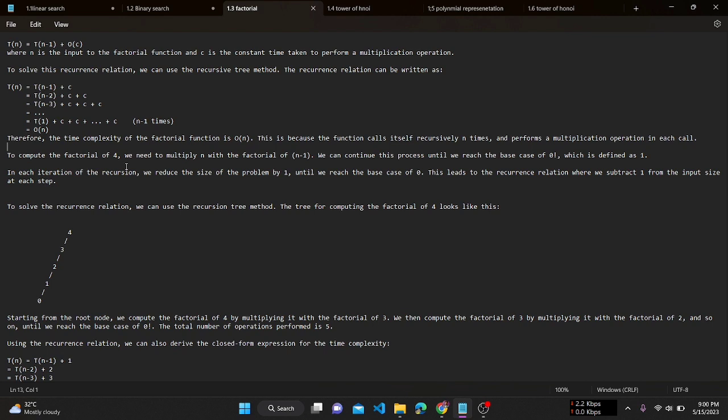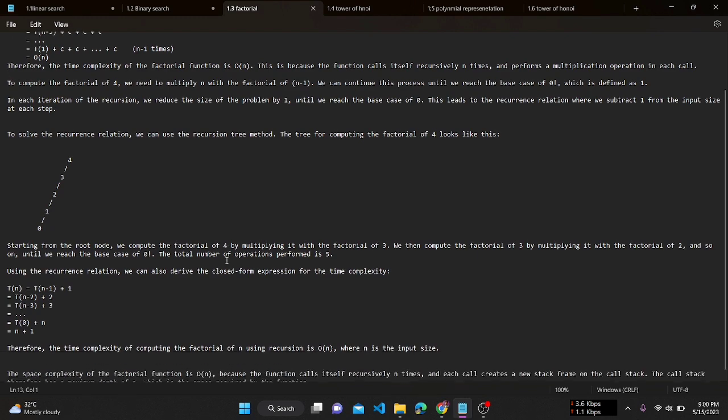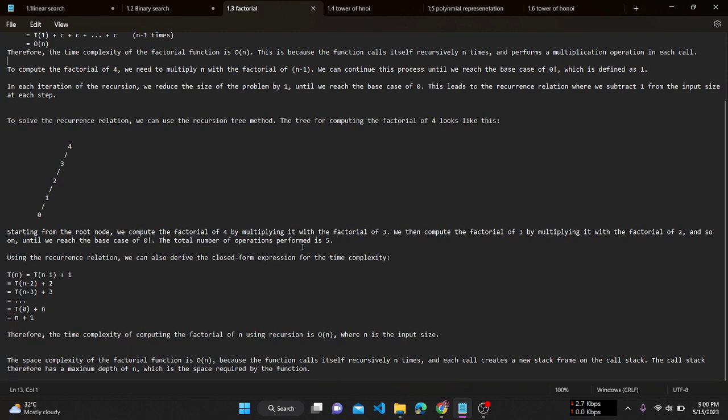To compute the factorial of n, we need to multiply n with the factorial of n-1. We can continue this process until we reach the base case of n equal to 0, which is defined as 1. In each iteration of the recursion, we reduce the size of the problem by 1 until we reach the base case of 0. This leads to the recurrence relation where we subtract 1 from the input size at each step.